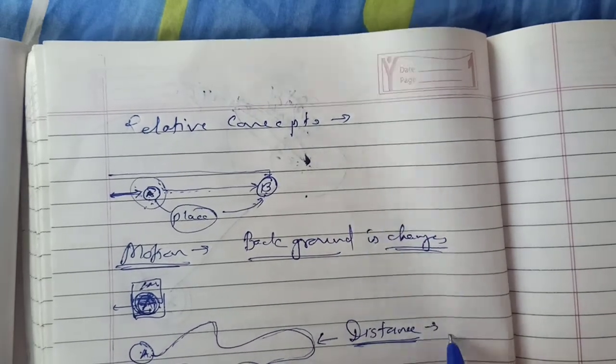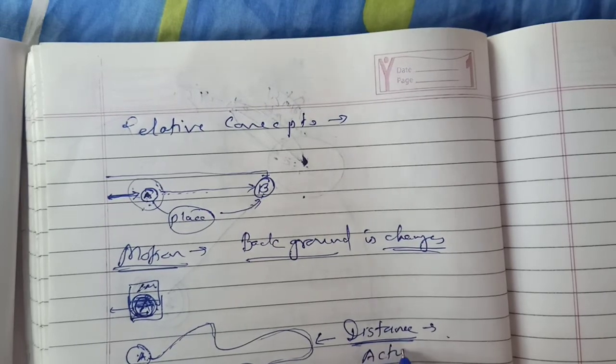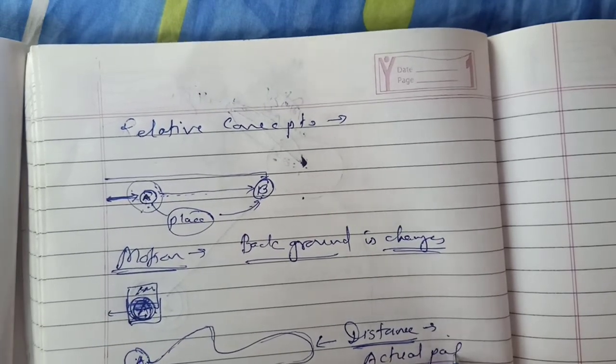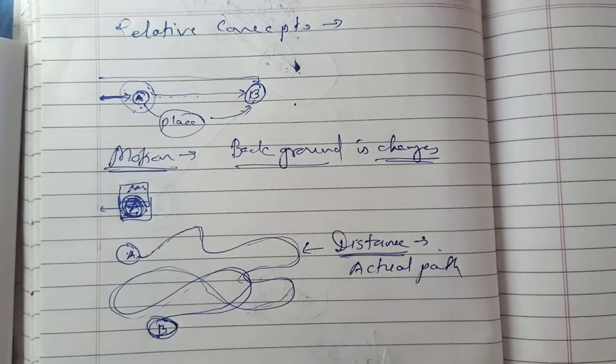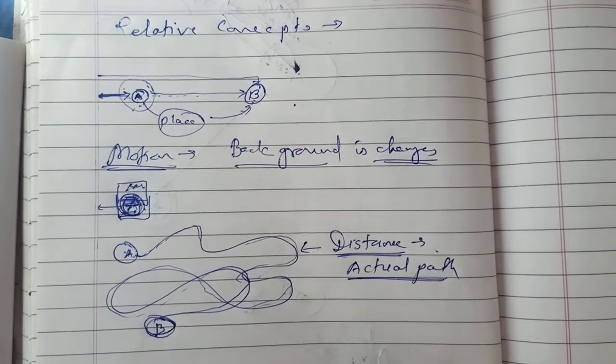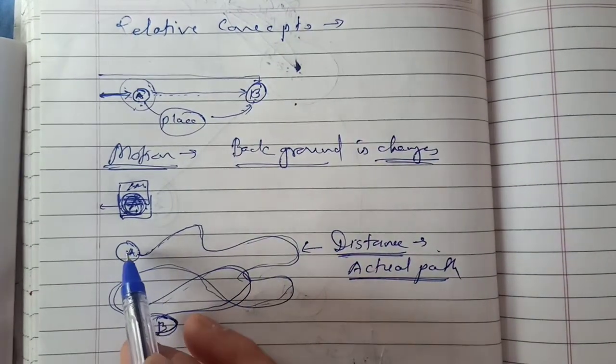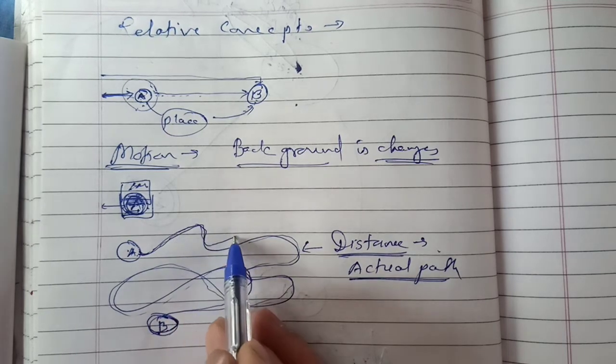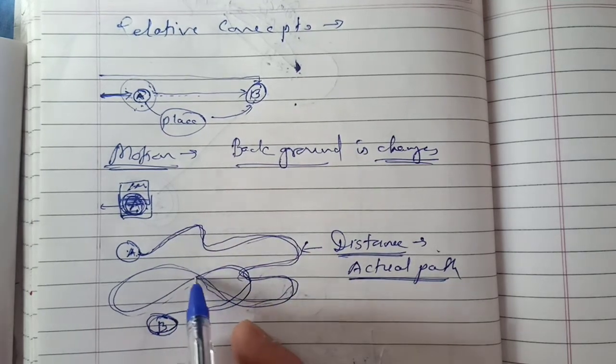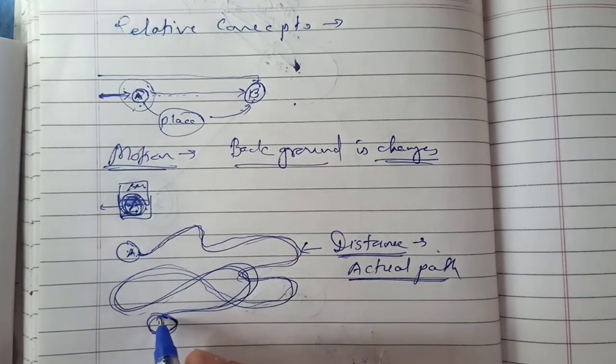So distance is simply the actual path of the object. Actually the object moved through this way, like this. So this is called distance.